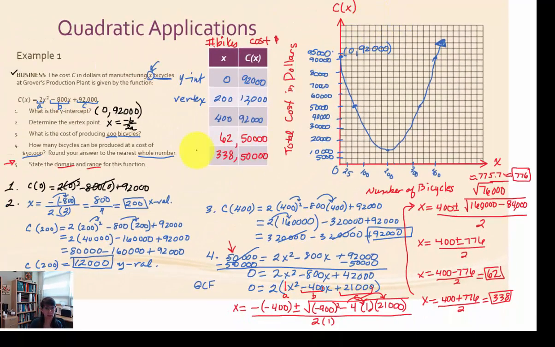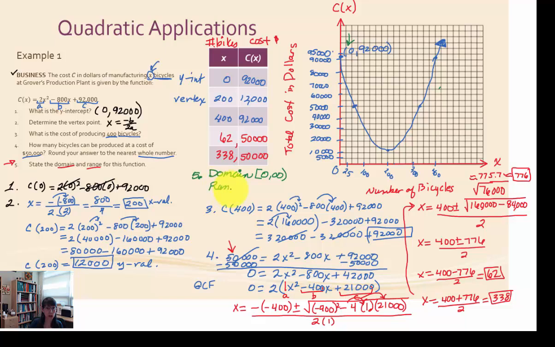So for question 5, our domain deals with input, or x values here, number of bicycles. So if we look back to the graph at the number of bicycles, we had 0 as our smallest value for bicycles produced, and as we go to the right the numbers increase, and since there's an arrow it goes forever. So the domain would be from 0 to positive infinity. Notice there's a parenthesis with positive infinity to show that it continues.